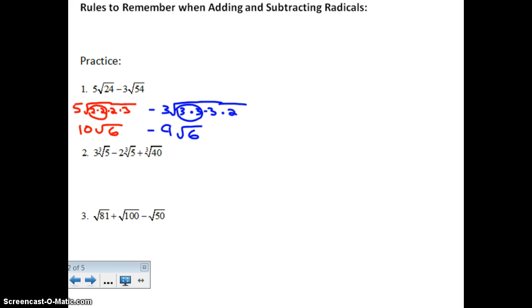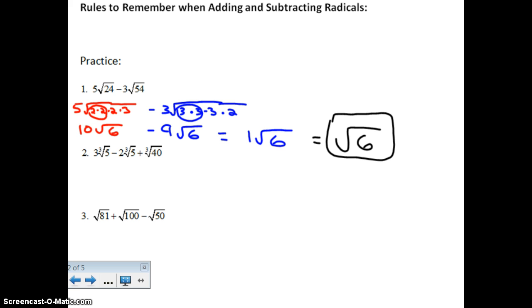Now we can see we have like radicands, like indexes. So let's combine them. 10 minus 9 is 1. Radical 6 stays the same. And our answer is radical 6. Remember, you don't really need to say 1 radical 6. You can just say radical 6. Now try number 2.